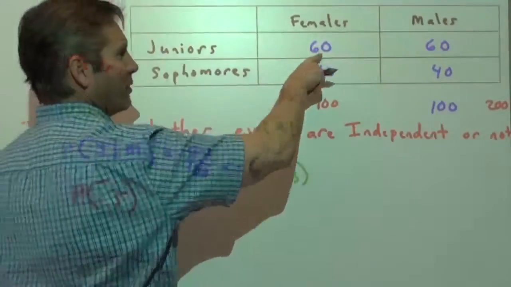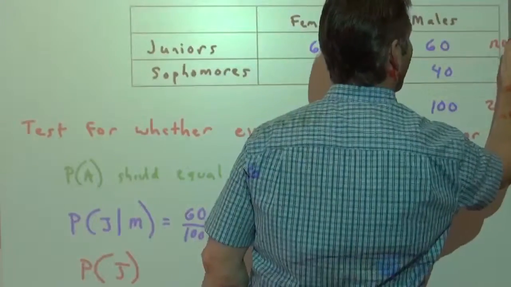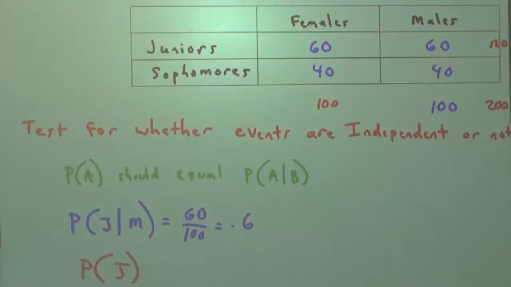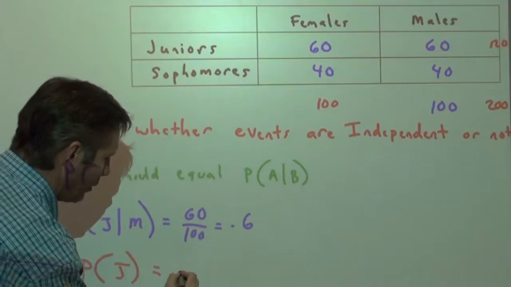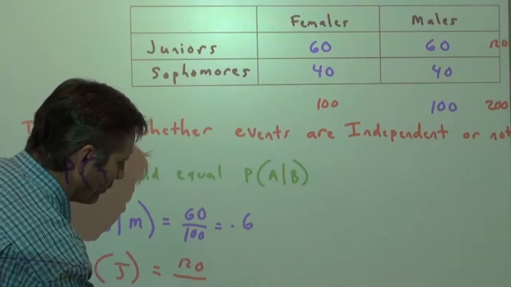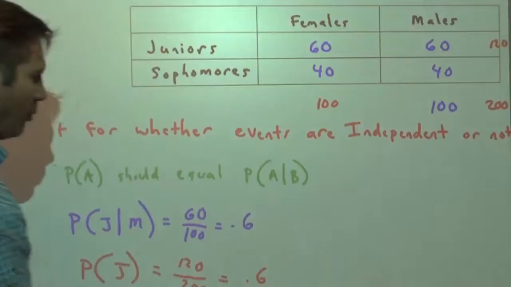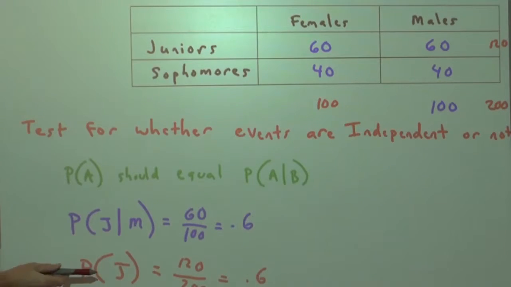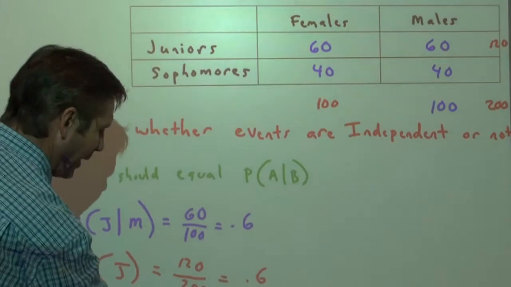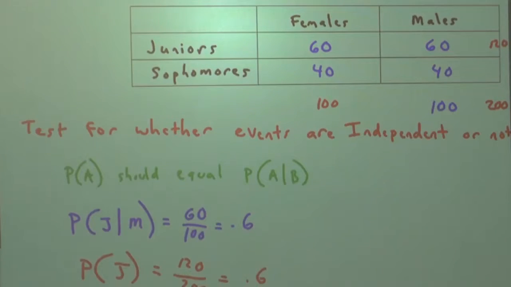The juniors, there's 60 plus 60, so there's 120 juniors altogether. So what's the probability we select a junior? Well, there's 120 juniors out of 200, and by golly, that's also equal to 0.6. So the probability of getting a junior is the same as the probability of getting a junior knowing that you've selected a male. That's how you test for independence.